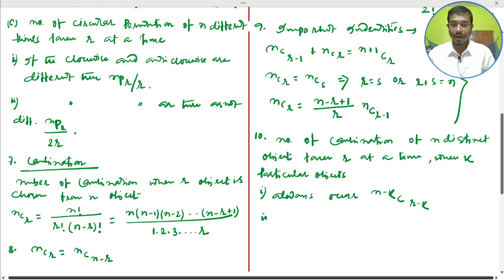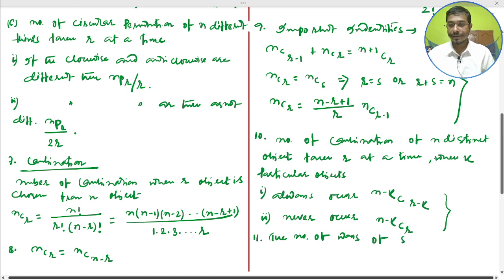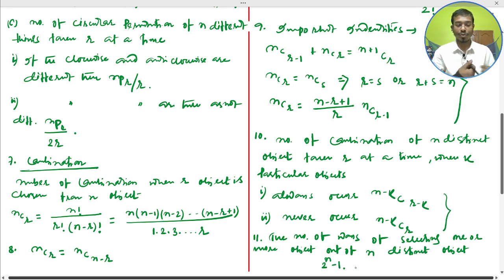Okay. And for the never occur, that would be n minus k C r. These two conditions. Next, a very important property: the number of ways of selecting one or more objects out of n distinct objects would be 2 to the power n minus 1. Okay, 2 to the power n minus 1.